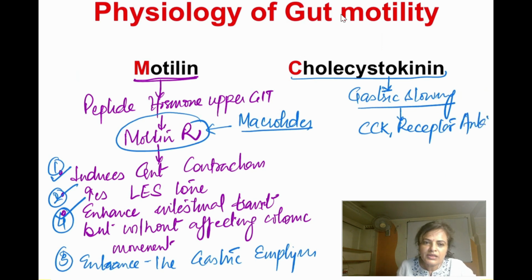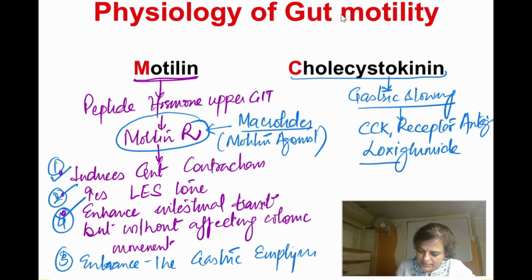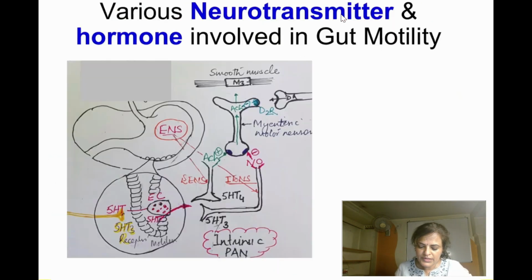Like here we are giving the agonistic drug like macrolide. What are they? They are motilin agonist. And this side we can give CCK1 receptor antagonist, that is loxiglumide. This is the one which can be used to increase the gut motility. So this was all about the physiology of the gut motility.